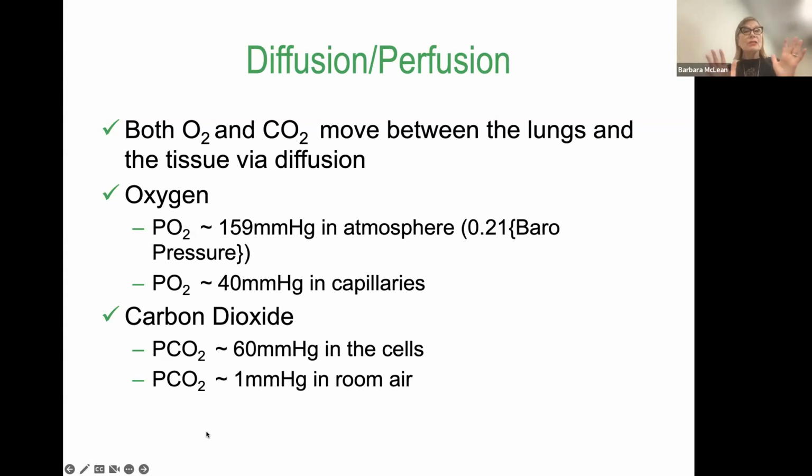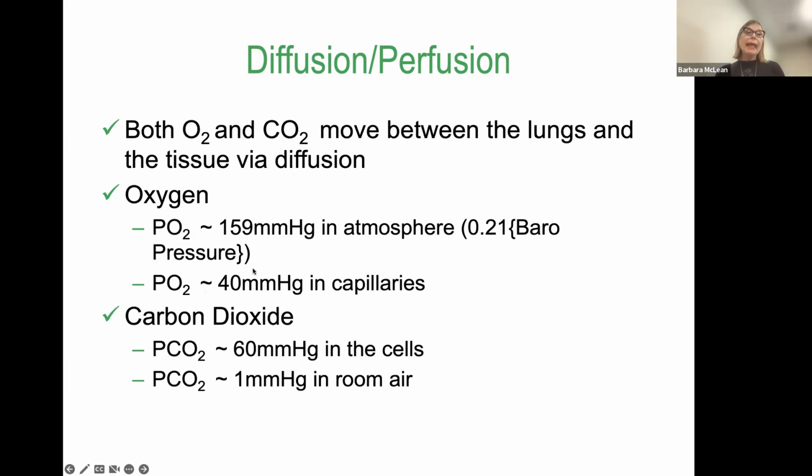Okay, so when we're talking about gas movement, it moves based on a diffusion gradient from a higher concentration to a lower concentration. So on room air, the percent of atmospheric pressure, which is barometric pressure, the percent of barometric pressure that is oxygen is 21% or 0.21. That means that 0.21 times barometric pressure, 760, equals a partial pressure, or a pressure gradient, of oxygen at 159 millimeters of mercury. So when I'm breathing room air, I'm breathing 159 millimeters of mercury of oxygen.